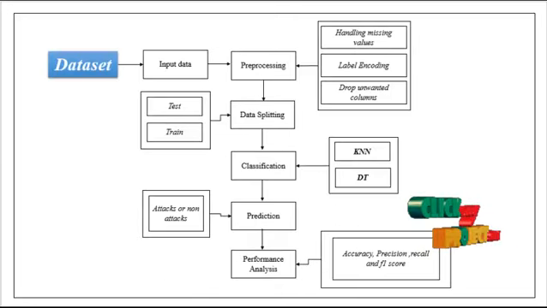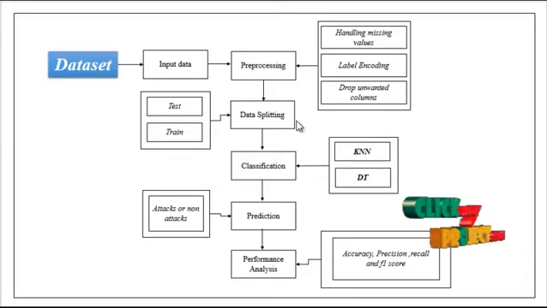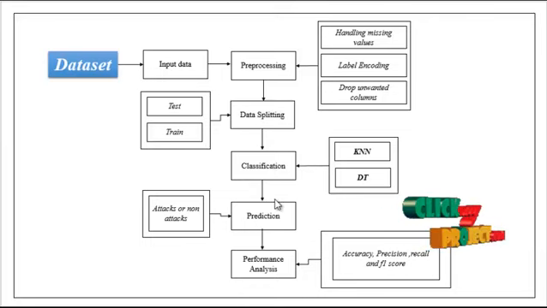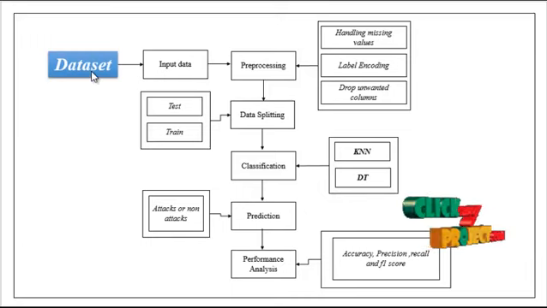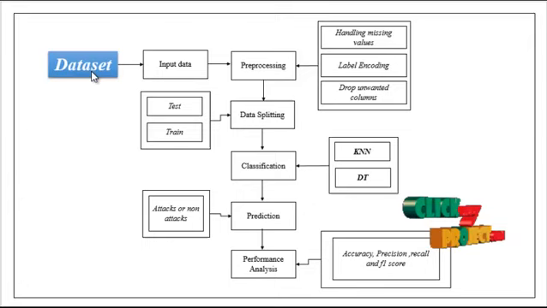Now we are going to discuss the flow diagram of the process. This is the overall working flow of this project. This project consists of the flow: input data, pre-processing, data splitting, classification, prediction, and finally performance analysis. At first, the input data is taken from the dataset. The dataset consists of the KDD Cup data, which is in CSV file format.